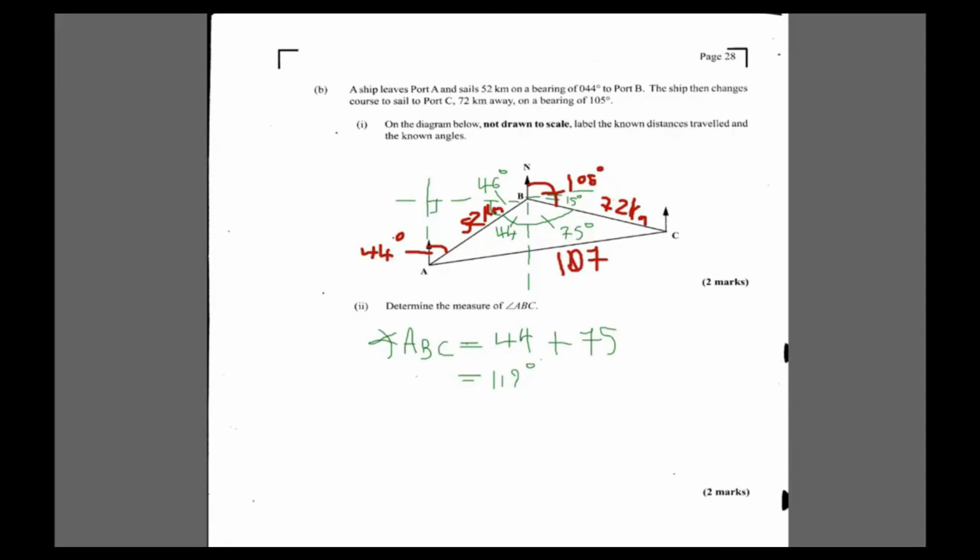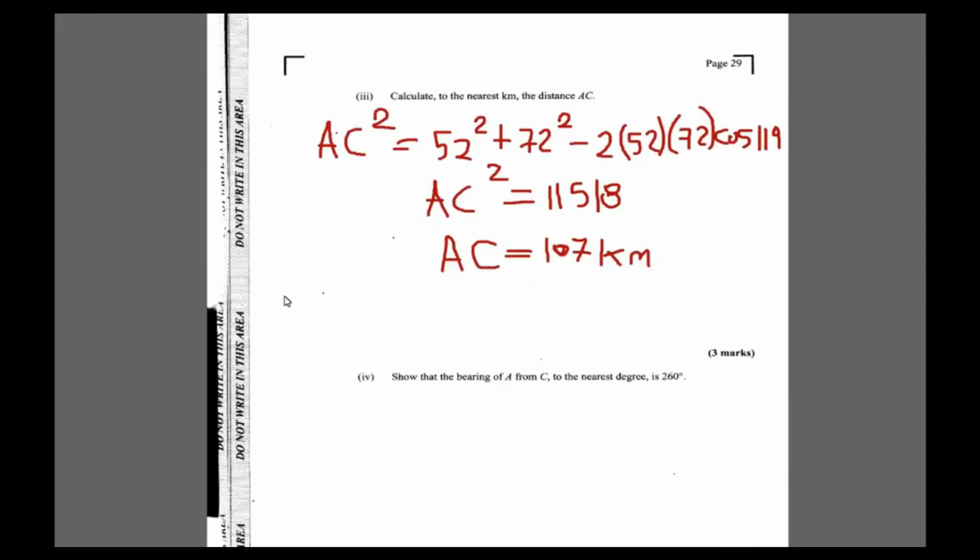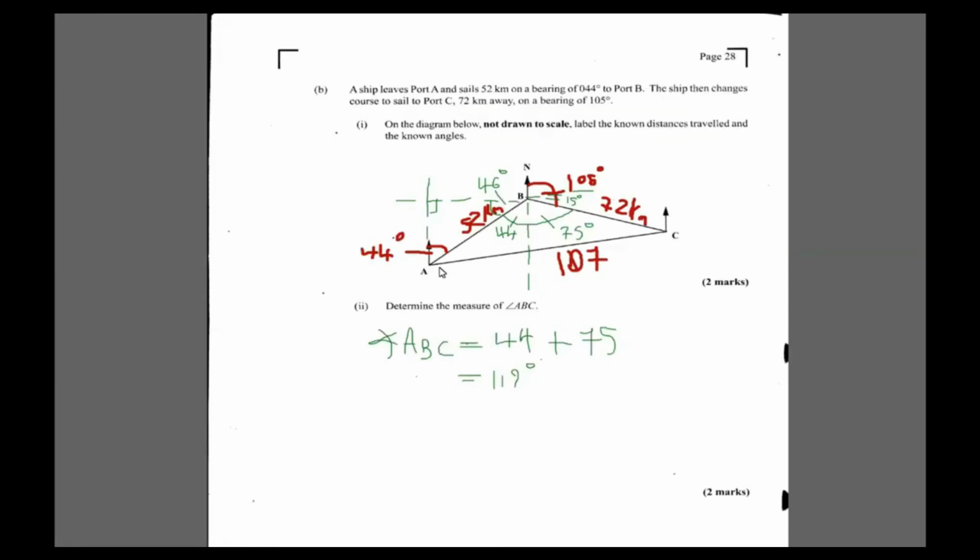The next thing they want us to find now is to show that the bearing of A from C is 216 degrees. The bearing of A from C is going to be equal to this angle all around here. So to find this angle all around here, I can say it's equal to 360 minus this angle right here plus the angle inside the triangle. The angle BCA, I'm going to call theta.